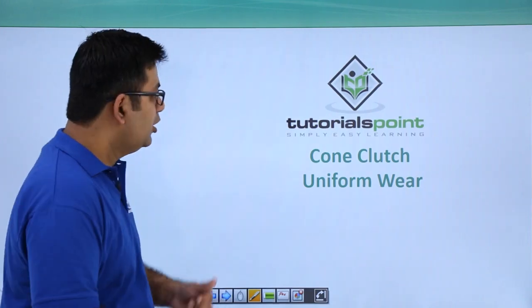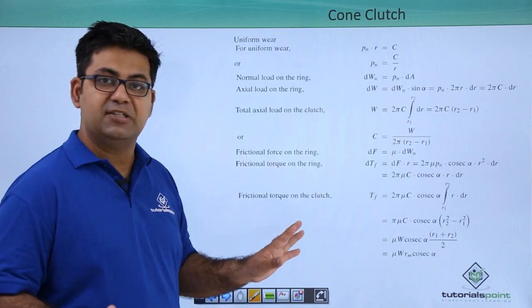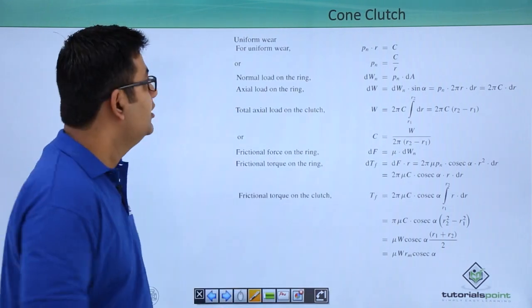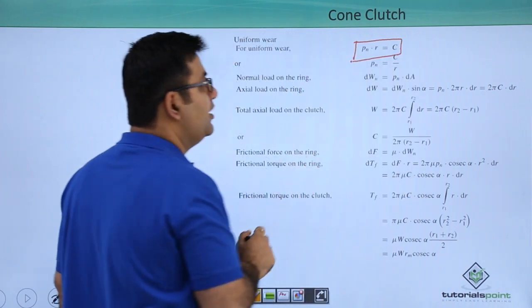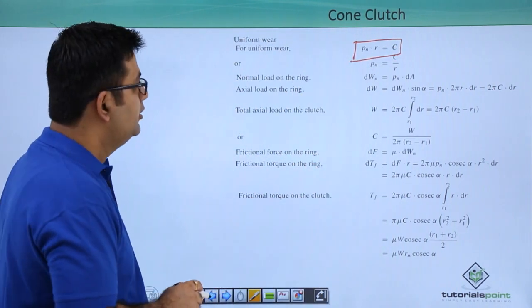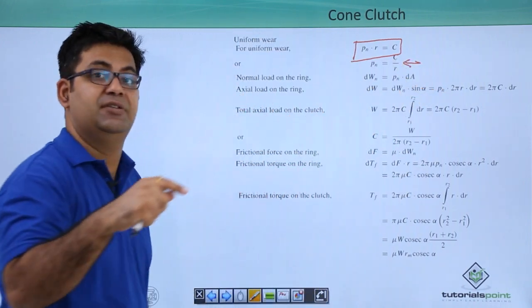Now let's talk about cone clutch with uniform wear. So the diagram remains the same, the mathematics changes. For a uniform wear condition, this is the relation, which is Pn into R is equal to constant. So your normal pressure is inversely proportional to the radius.